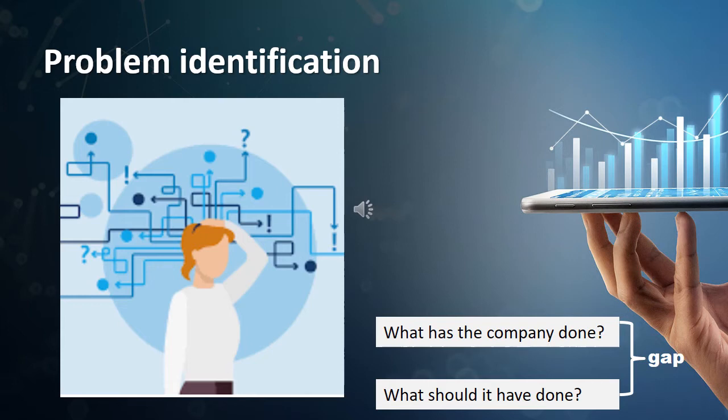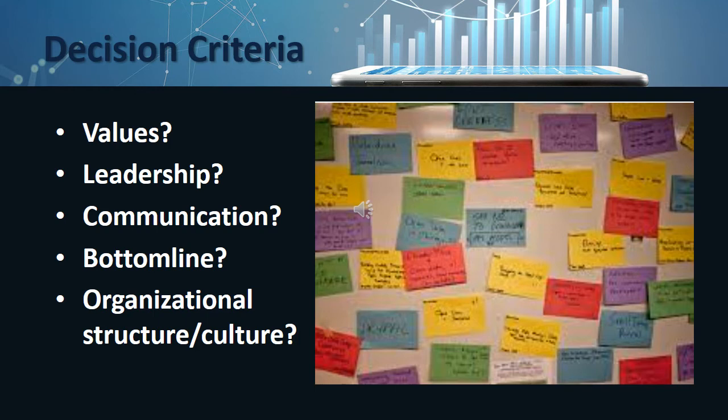Generally, you would ask yourself, what has the company done? And what should it have done? The gap should point you to the problem and eventual solution. In the case method, you're applying all you have learned to practical problems as they appear in real settings.